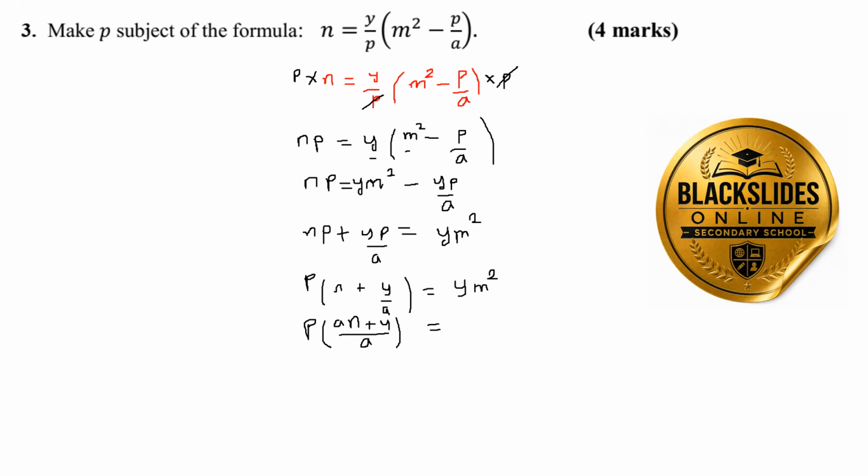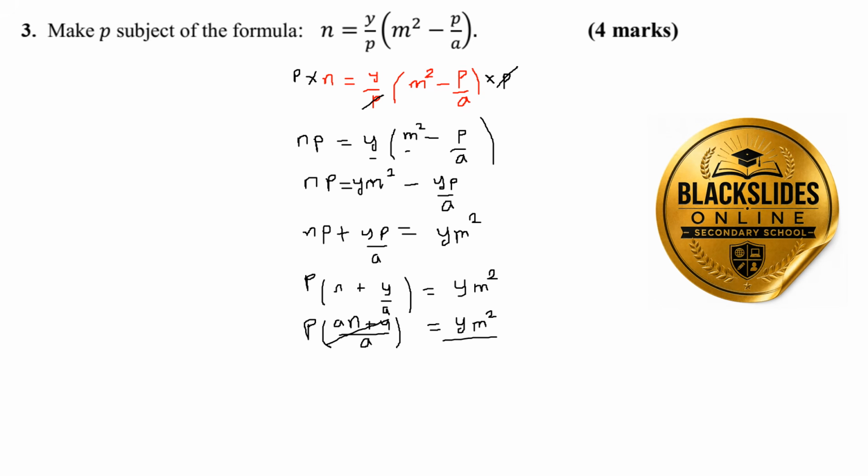Which is equal to ym squared. So in order to obtain p, we shall divide both sides by an plus y over a. Which, if you do it properly, will cancel that whole thing.